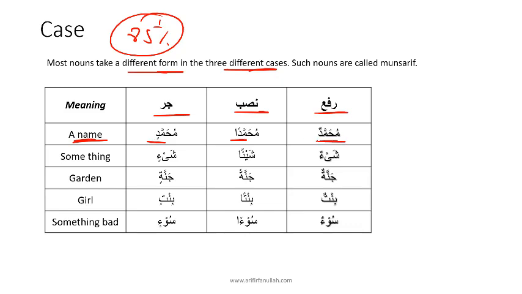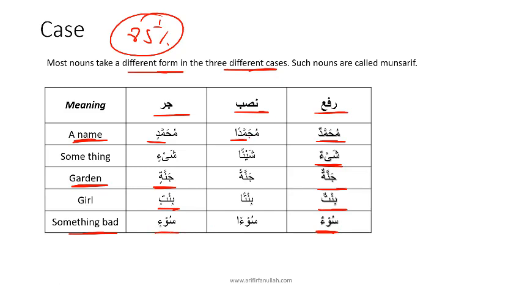Notice that with the word Muhammad, the form is different in rafa, nasab, jar. Similarly, shay'un, in rafa it is shay'un, double dhamma. In nasab we have shay'an, and in jar we have shay'in. For a garden or jannatun, again different in rafa, nasab, jar. Jannatun in rafa, jannatan in nasab, and jannatin in jar. Bintun means a girl. So we have bintun in rafa, bintan in nasab, and bintin in jar. And su'un means something bad. Rafa is su'un, nasab is su'an, and jar is su'in.